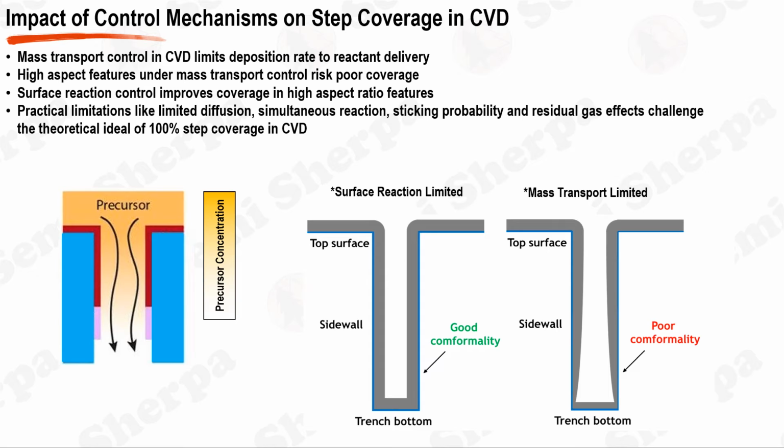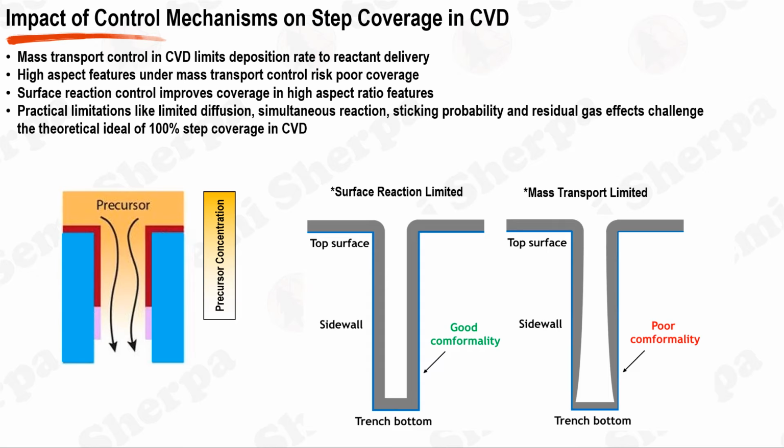Conversely, under surface reaction control, the deposition rate is dictated by the surface reaction rate of reactants on the substrate. In this scenario, even if reactant molecules encounter the sidewall of a feature, they may not react immediately and instead diffuse to the bottom, providing better step coverage for high aspect ratio features. Consequently, the film deposited under surface reaction control is typically more conformal, as the rate is defined by the uniformly distributed surface reaction probability, not the spatial distribution of reactant molecules.